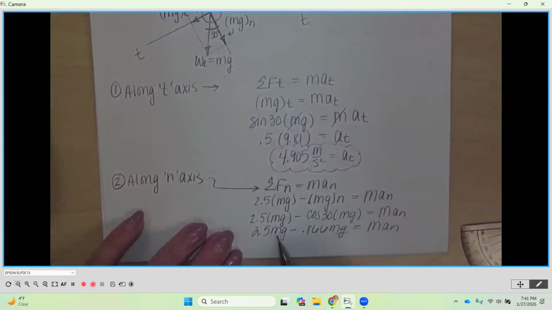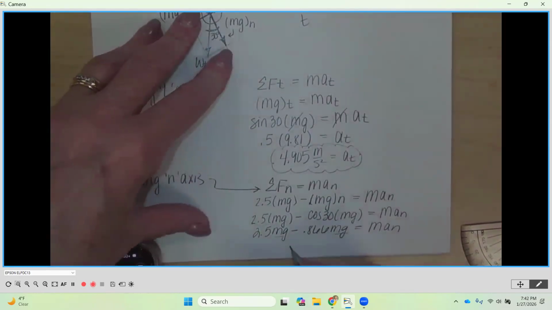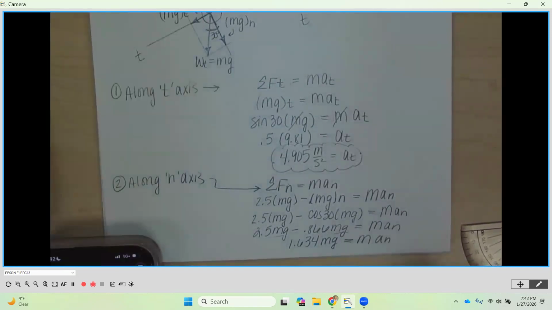So these two we can combine now, right? 2.5 minus 0.866. There are two ways to do it, and I did it a little bit different on my piece of paper. So 2.5 minus 0.866 is going to be 1.634 mg is equal to mass times acceleration normal, right?